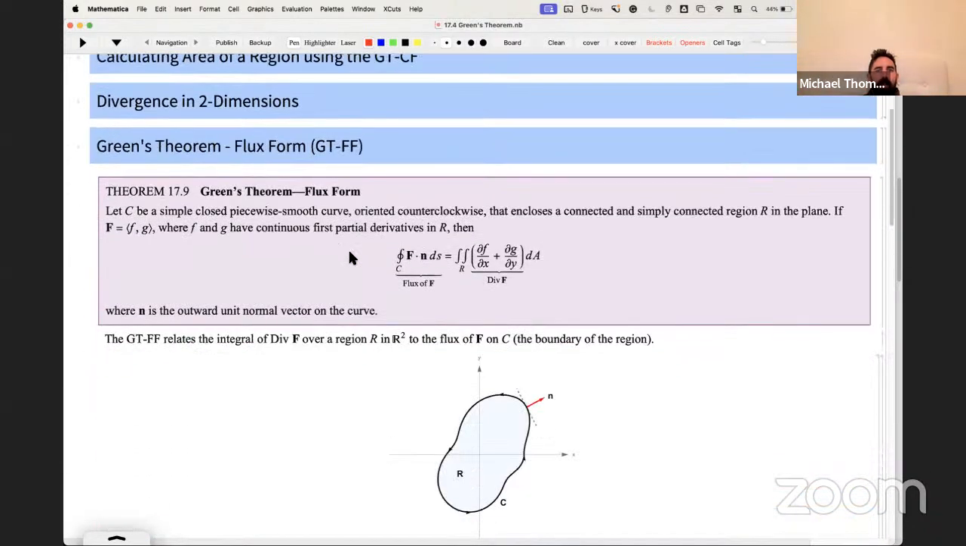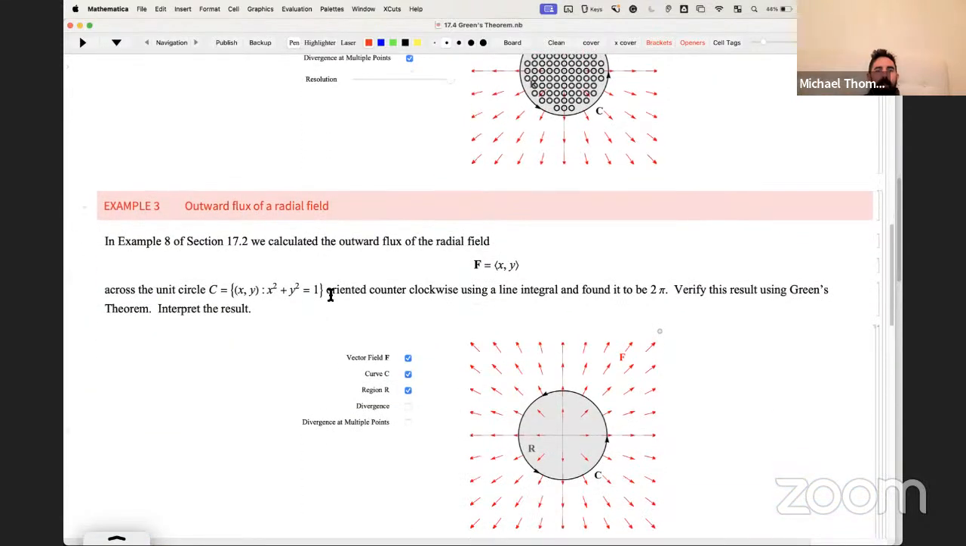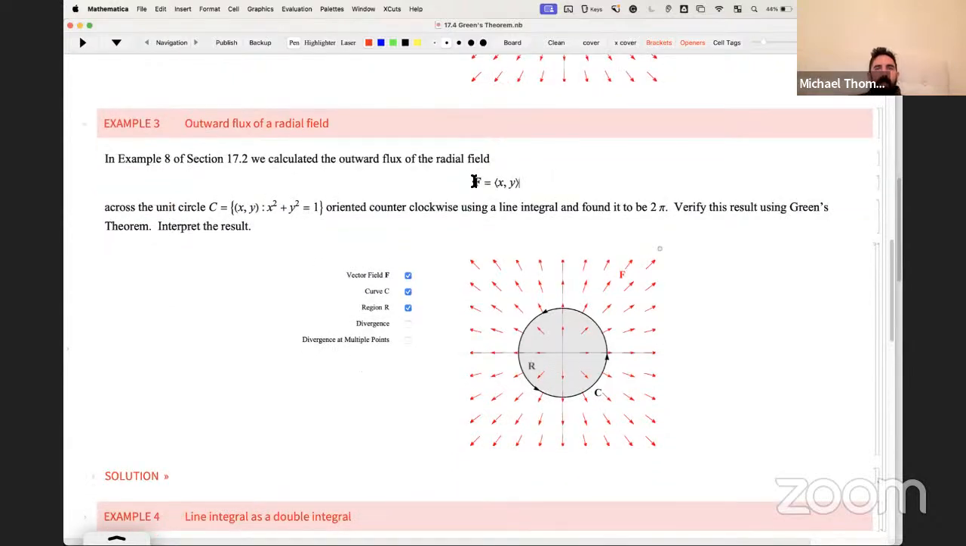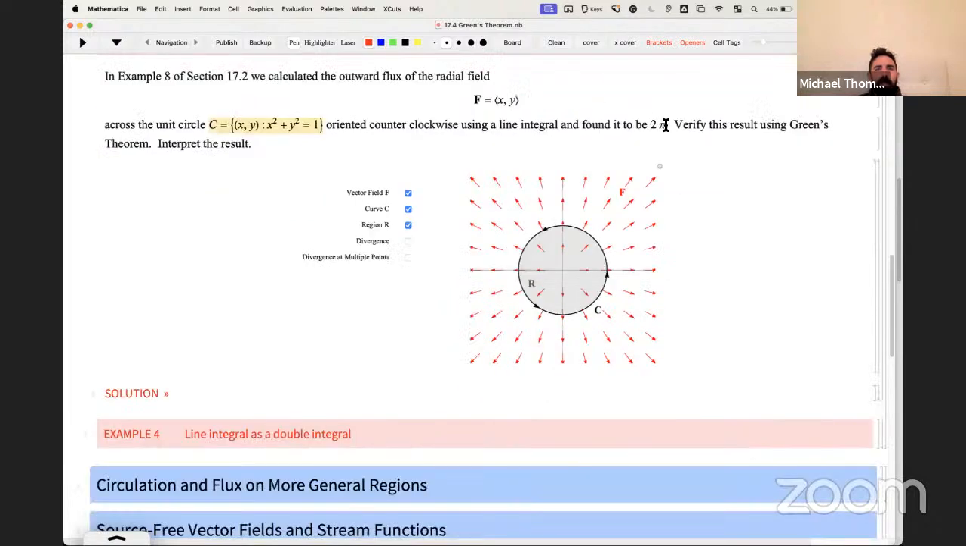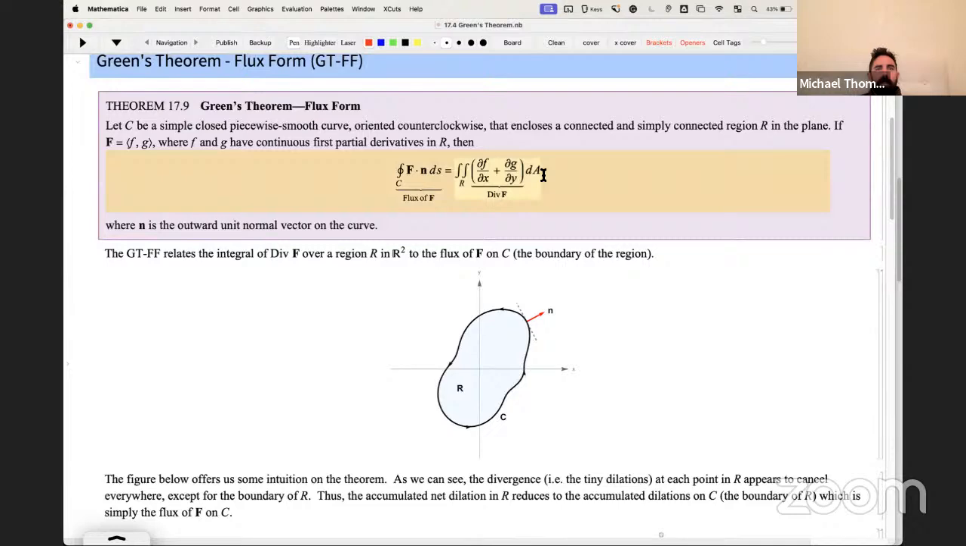Okay, all right. So let's do one. Let's look at this one. This is the same one, right? This is a radial vector field. It's defined on this region R, encapsulated by a unit circle C. And if you remember, we actually did this problem. We found that the flux on C was positive 2 pi. What we're going to do is use the Green's theorem flux form to show that it's 2 pi using the right side of Green's theorem. And we'll get the same result because that's what Green's theorem says.